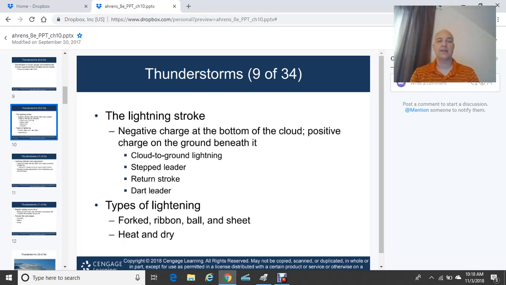Ribbon and ball lightning, especially ball lightning, is a very unique type of lightning in the atmosphere. Sheet lightning is when you just see a flash of lightning. Okay, that's just a flash.